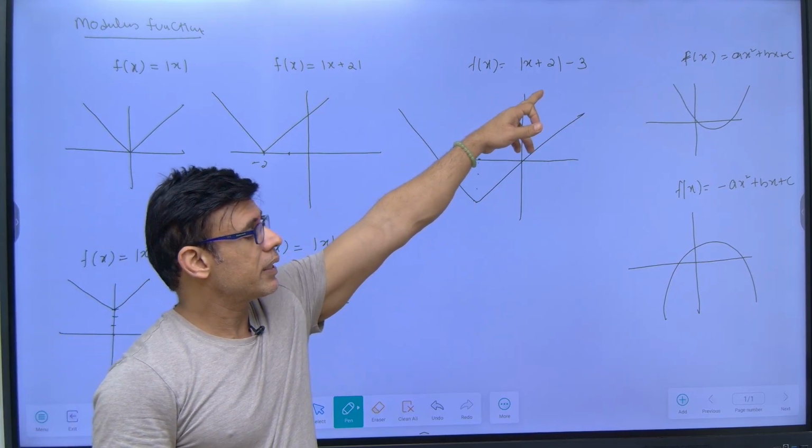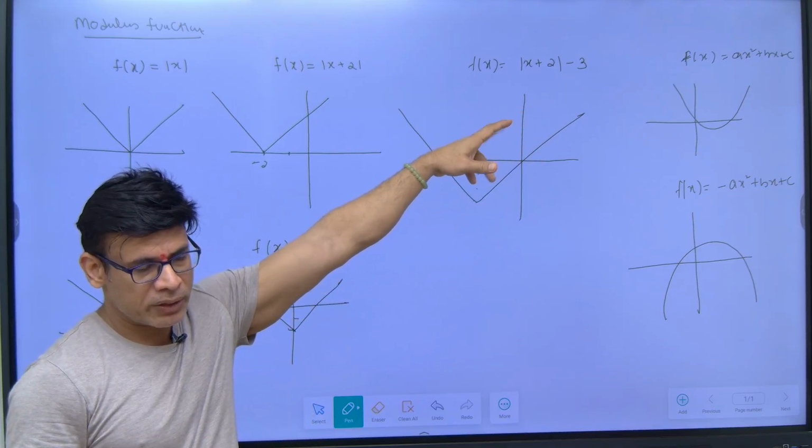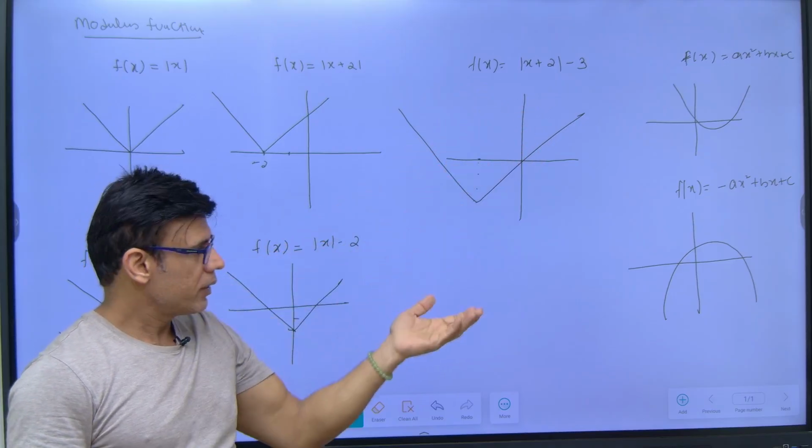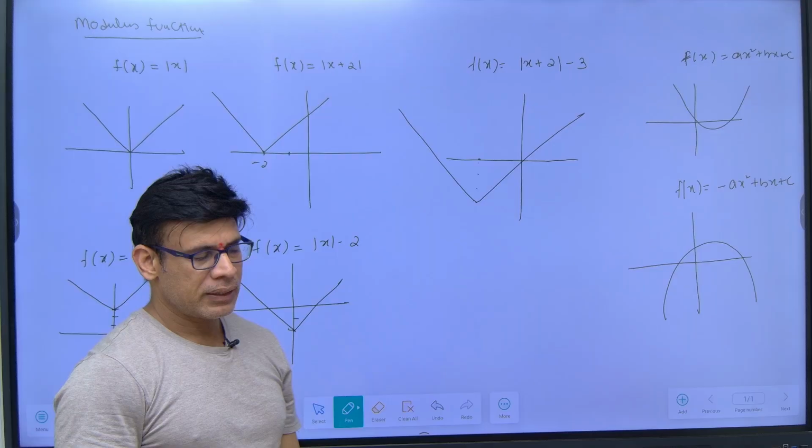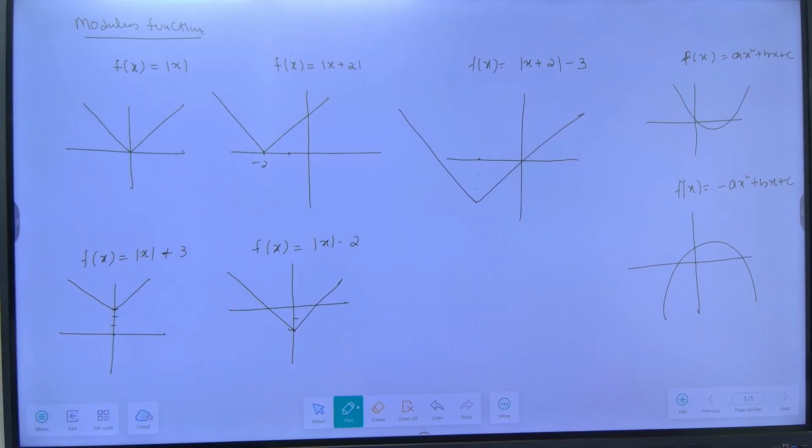So these are some of the graphs. See over there, if I write modulus of x plus 2 plus 3, 3 outside, then this graph should go 1, 2, 3 up, right? Okay, this is clear, right? So these are some of the graphs which you should know for modulus. Make a note of it.